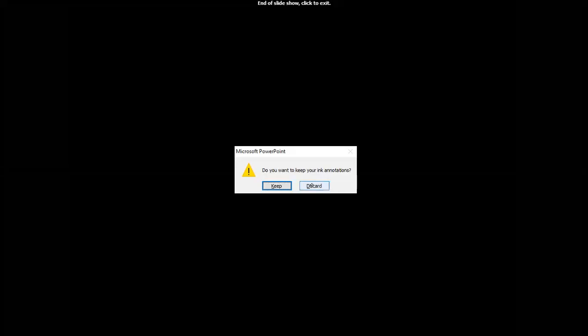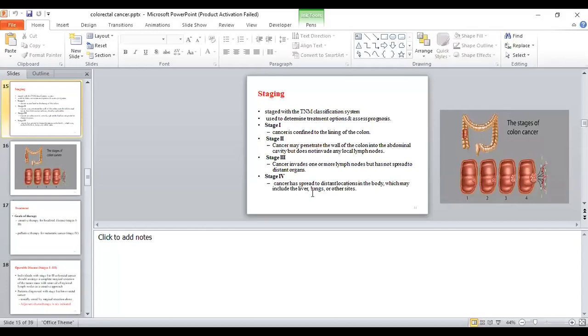So this is all I have for colorectal cancer.